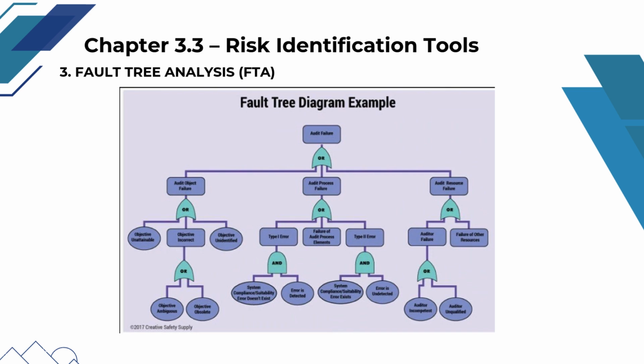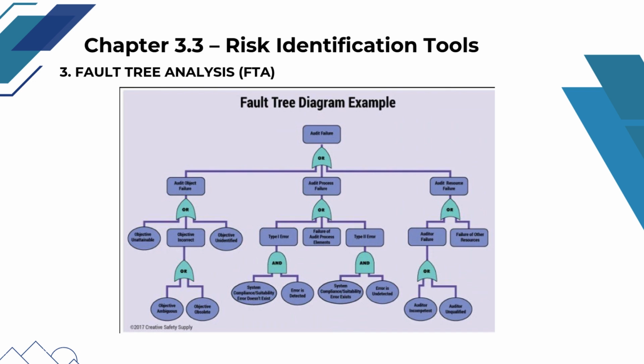Fault tree analysis, or FTA, is a structured, top-down approach used to identify the root causes of a system failure by visually mapping how individual faults or errors combine to create a major undesired event. In this example, the top event is an audit failure, which can result from audit object failure, audit process failure, or audit resource failure. Each of these branches is further broken down to show specific causes, such as unattainable or incorrect objectives, process errors, or resource issues like an unqualified auditor.